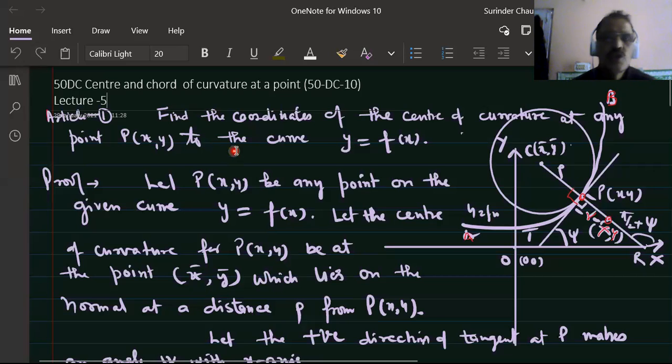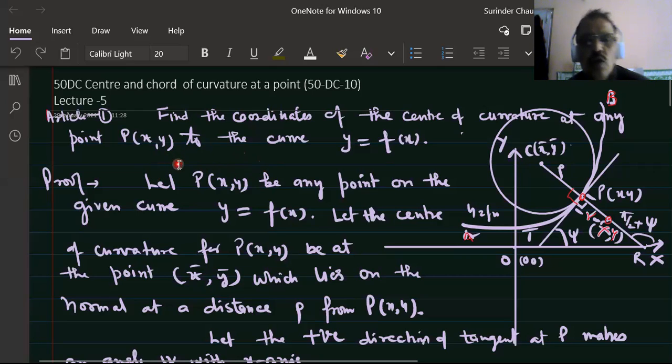Hello students, in this lecture we'll find the coordinates of the center of curvature at any point of the curve y equals f(x), and also derive an equation to find the circle of curvature.